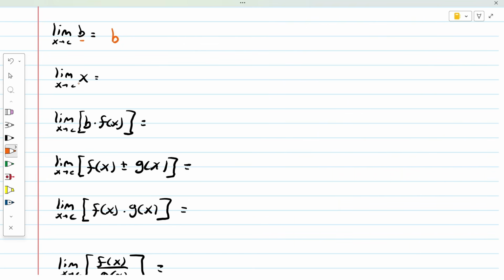Now for the identity rule. If we have the limit as x approaches c of x itself, we can just plug in the c. And so the answer would just be c, or whatever x is approaching.